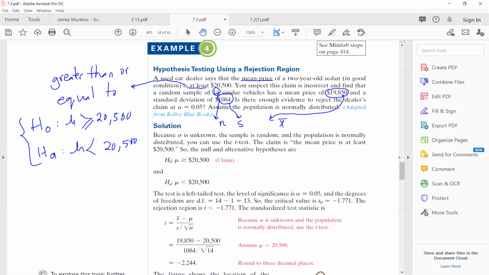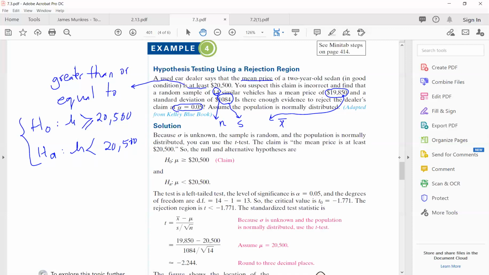It's not sigma. If you have information about population, you say, hey, I have my sigma, but here you have a random sample of 14 similar vehicles, has a mean price of 19,850, and the standard deviation of your sample S is 1,084. Now, check to see if you have to reject or fail to reject the null hypothesis with level of significance equal to 5%.